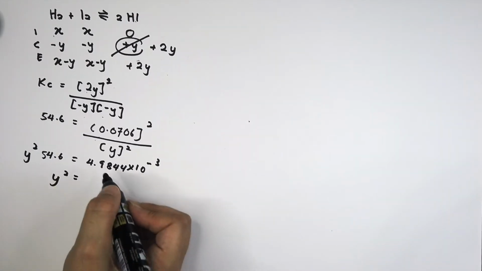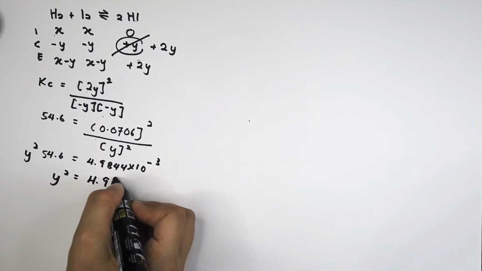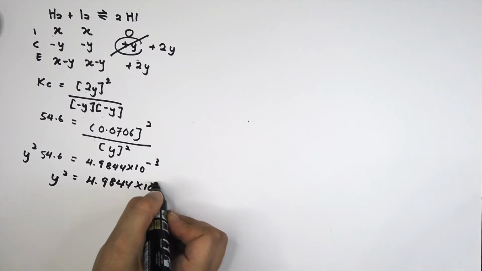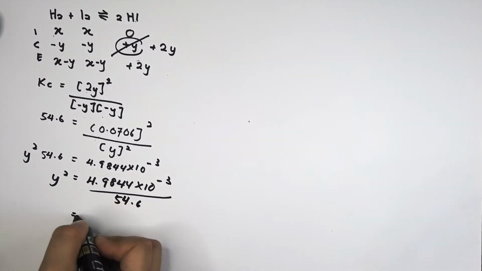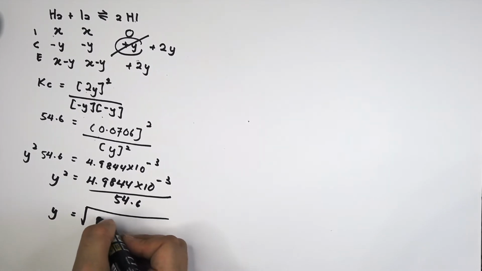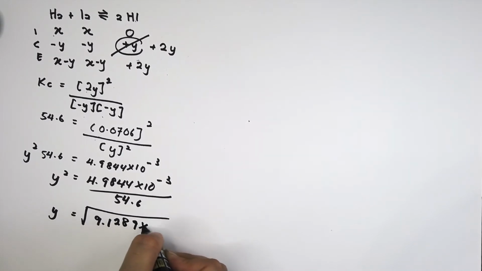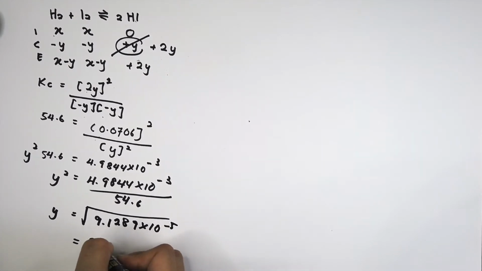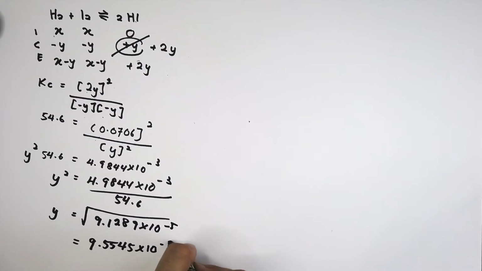Therefore, your Y square is equivalent to 4.9844 times 10 to the power of negative 3 divided by 54.6. So you should get Y equivalent to the square root of 9.1289 times 10 to the power of negative 5. So the final answer is 9.5545 times 10 to the power of negative 3.